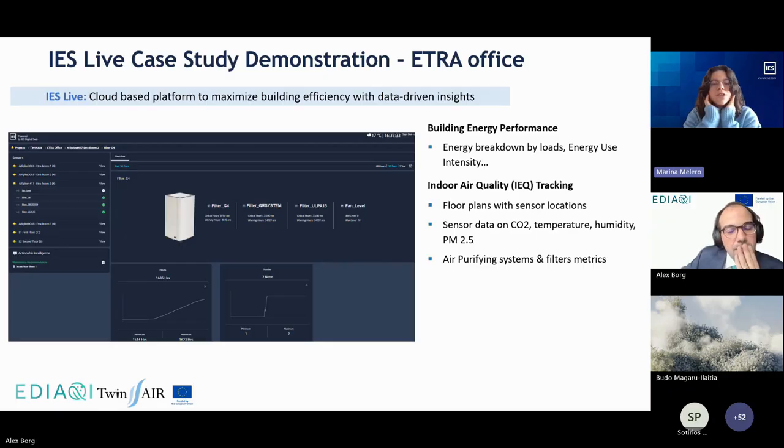We also included here some information on the air purifying systems that we implemented in these pilot sites and the filter metrics, so we can see the fan level and different filters that each filtration system has. One second. Sorry. Okay, almost there. So yeah, there we can access the metrics for the filtration systems that are also related to recommendations. Next slide, please.